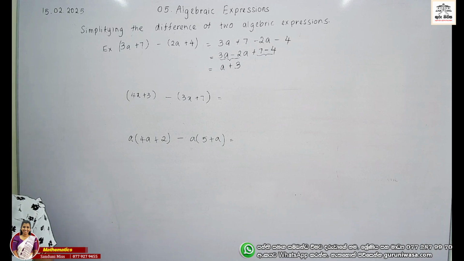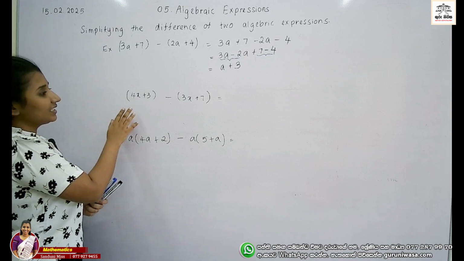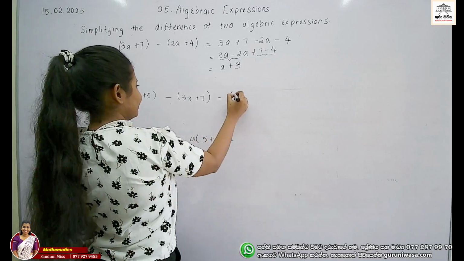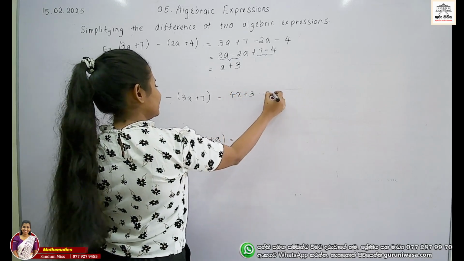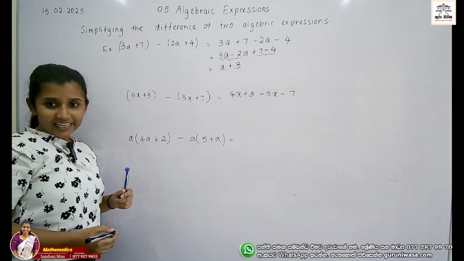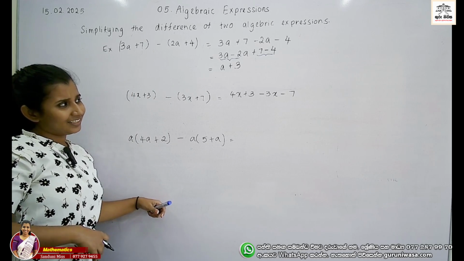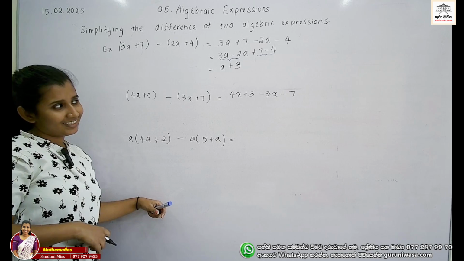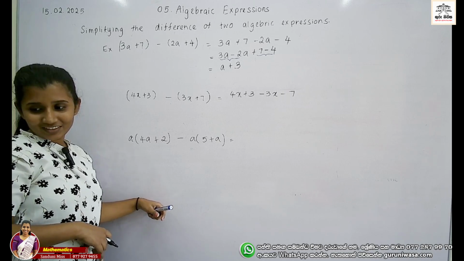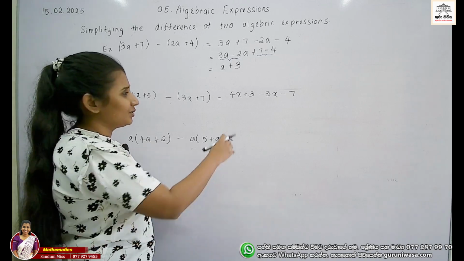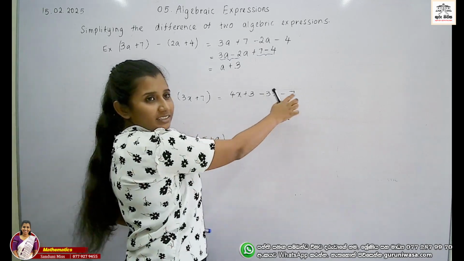Shall we find the answers? Okay, so what is the answer for the second one? X plus 3 minus 3x minus 7. Right. X plus X, 4x plus 3 minus 3x minus 7. Okay. Right. So up to here is it clear? 4x plus 3 minus 3x minus 7.